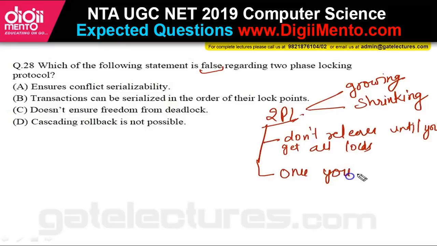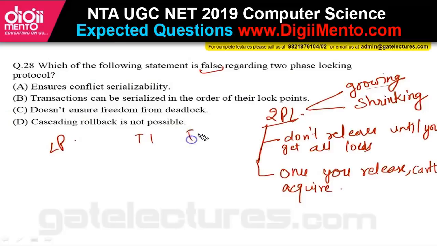Once you release, you can't acquire locks. So basically in the two-phase locking protocol we have a growing phase and a shrinking phase. In the growing phase you acquire all the locks, and in the shrinking phase you release the locks. And once you start releasing the locks, then you can only release the locks, you cannot acquire them. Okay, and on the basis of that we get the lock points.